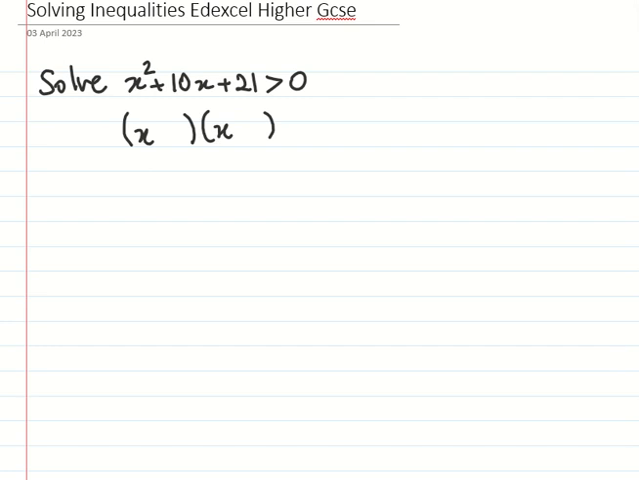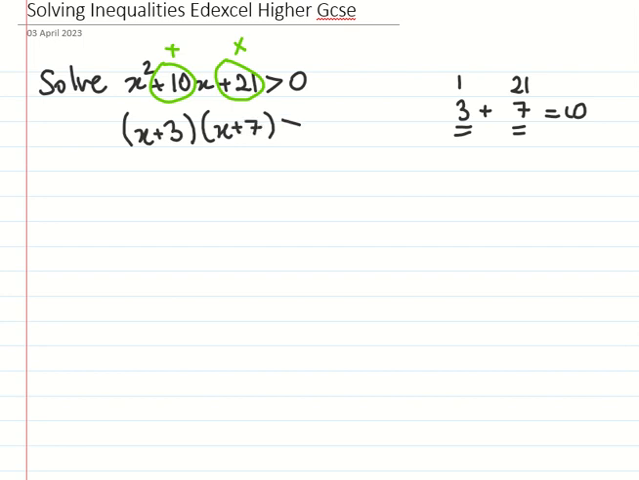Since the coefficient of x squared is 1, I'm going to put two brackets and put x in both of them. Then I would look for two numbers that multiply to 21 and add up to 10. So I'm going to write down the factor pairs of 21 here. That'll be 1 and 21, and 3 and 7. Since the second pair adds up to 10, these are the numbers I'm looking for. So that'll be x plus 3 and x plus 7.